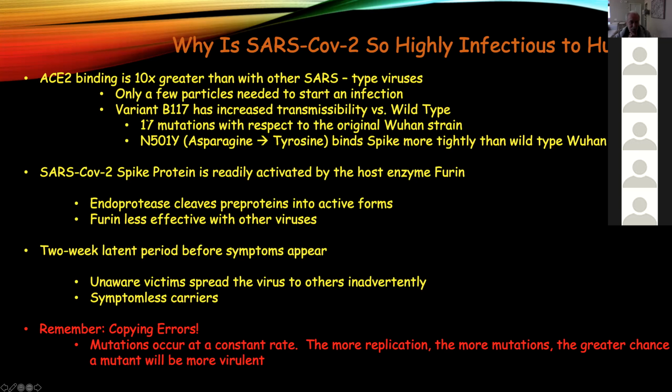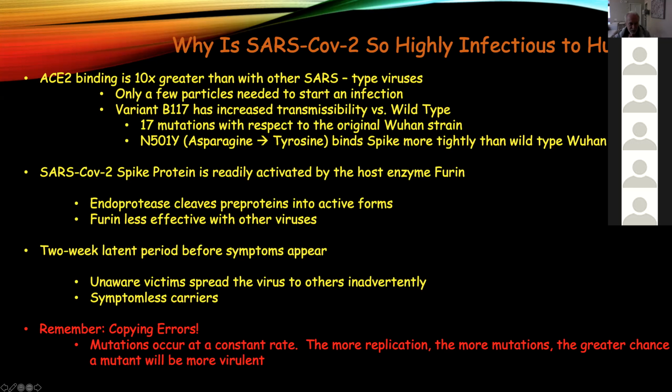Now, there is a variant that you may have read about in the news media just recently. It was first found in England, and it has increased transmissibility versus the wild type, which is now called the Wuhan strain, first identified in China. Now, this variant, B117, has 17 mutations in it with respect to the original strain.